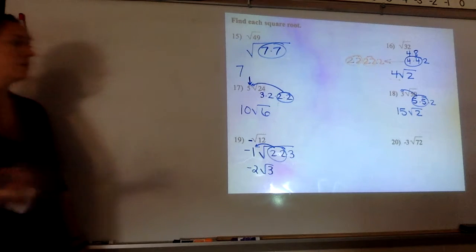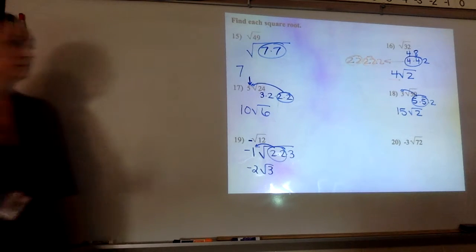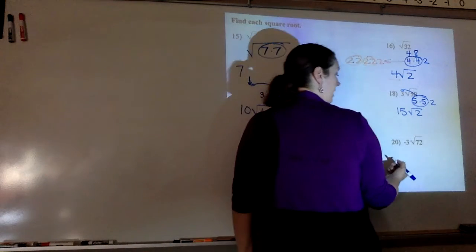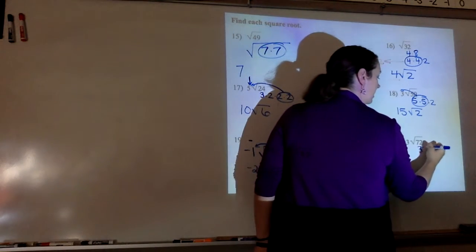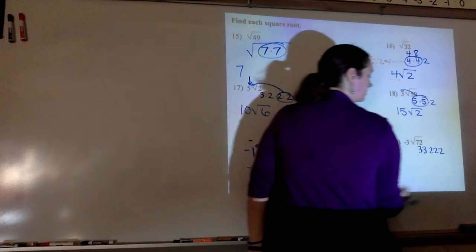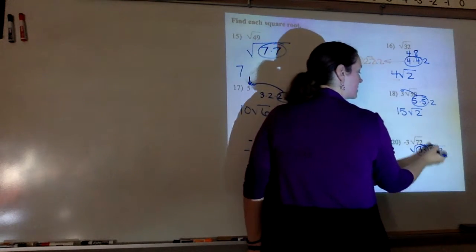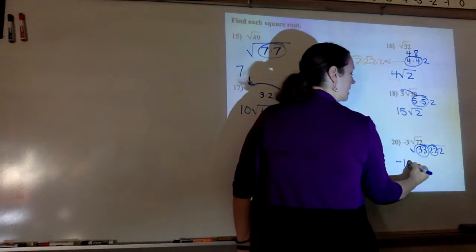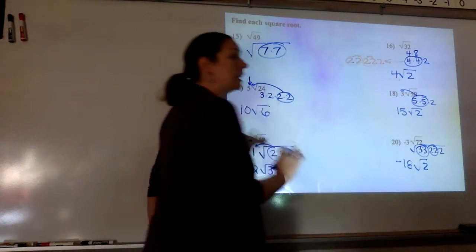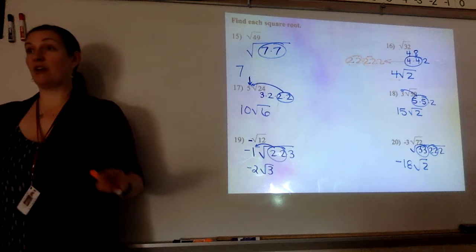That's correct. What about 20? Negative 18 root 2. Let's see, it's negative 18. 8, and 8 under the root. Who gets out? 3's and the 2's. 6 times 3, negative 18 root 2.